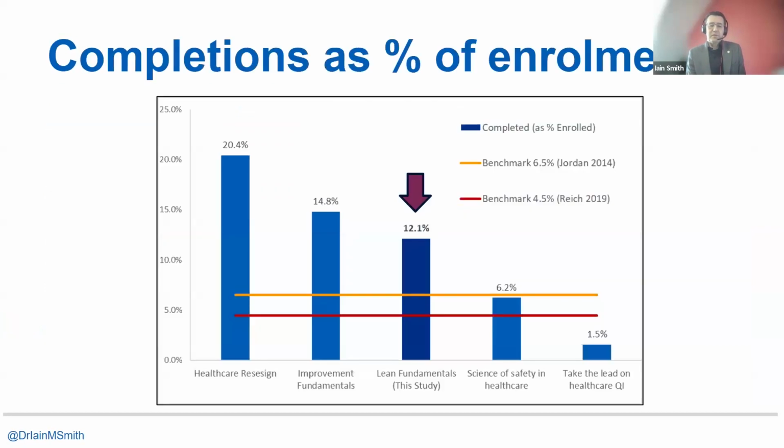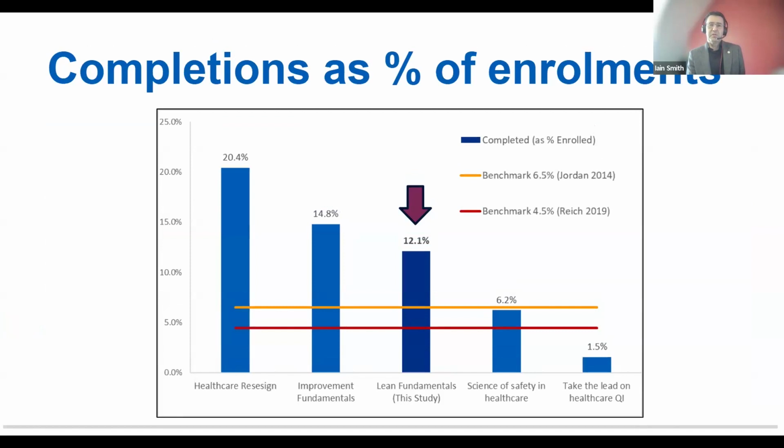And this will give you an overview of completions. One of the challenges that massive online courses face is the number of completions relative to the number of enrollments. What I did here was look for as many quality improvement massive online courses as I could find within the literature, and those that had sufficient data, and use them to compare their completions to enrollments versus this particular course. So I found 5 published examples where the data would allow me to do that. Lean Fundamentals, this particular study, is right in the middle with the arrow pointing at it.